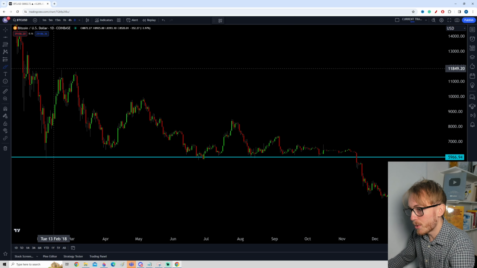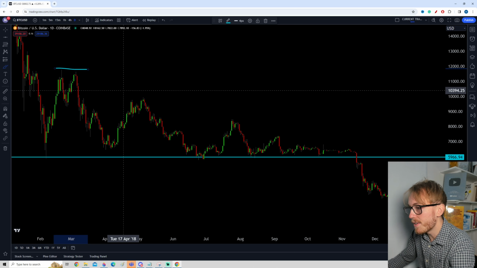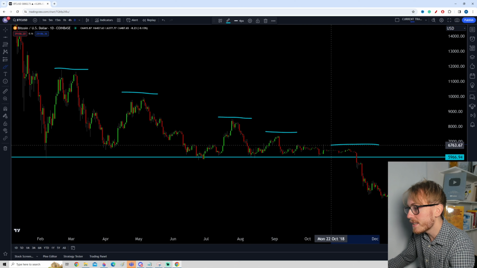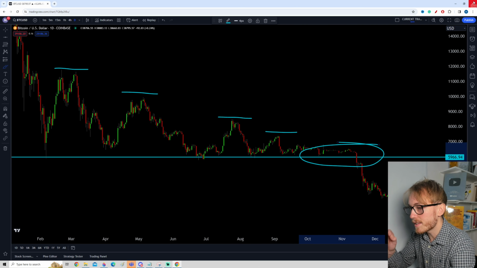So the first important rule here is that when we have consecutive lower highs into support, this is actually a sign that the support is getting weaker.